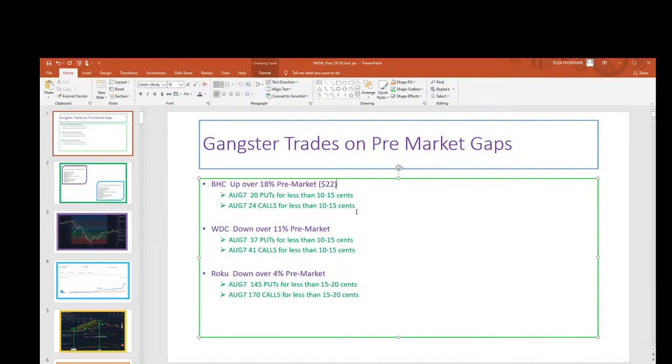Number two, Western Digital. Western Digital has gapped down, my apology. It is currently at $39 or thereabout. So for us, we're going to say 37 puts and 41 calls.